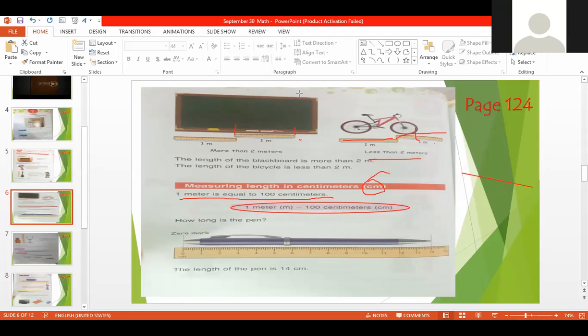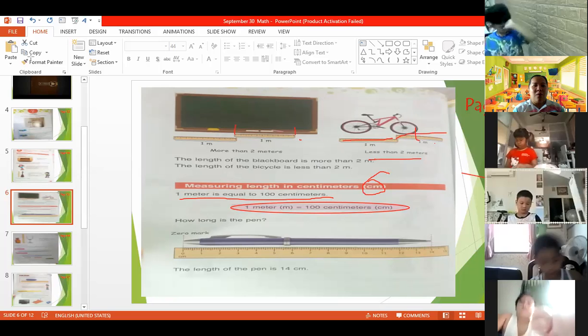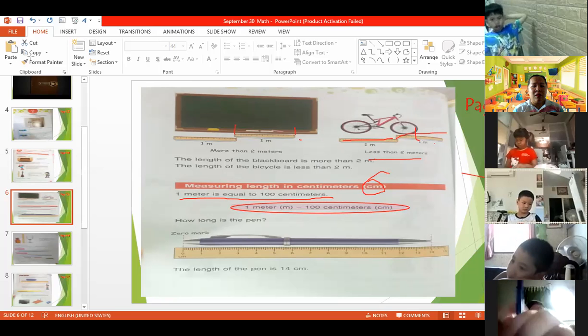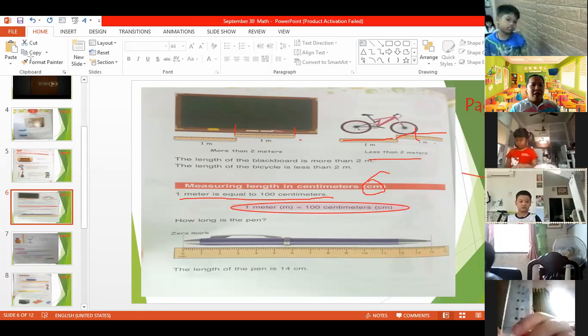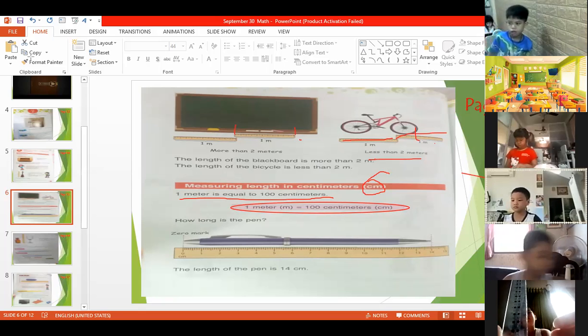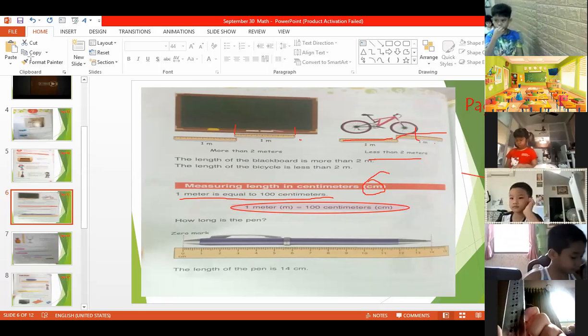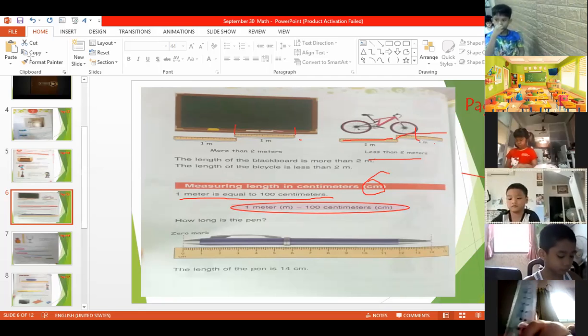Wait, I will get it, Teacher. I don't have a ruler. You don't have a ruler? Yes, I don't have one. Me too. You can ask your mom later to buy one. I'm not passing you my ruler. I have a ruler. Okay, that's good. Wait, I will get my big ruler because my ruler broke.